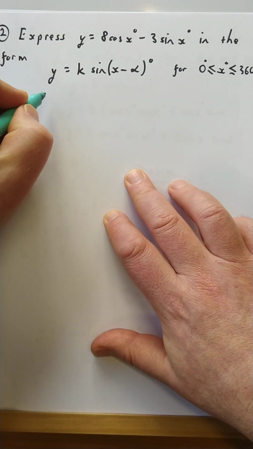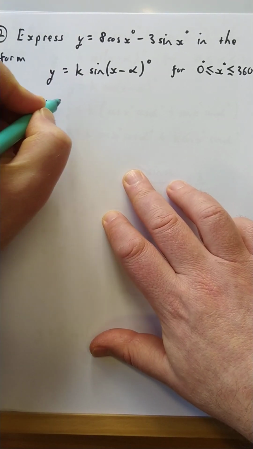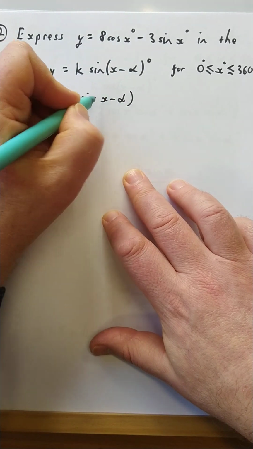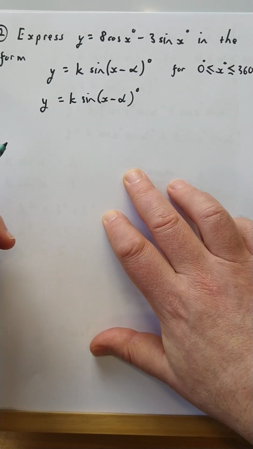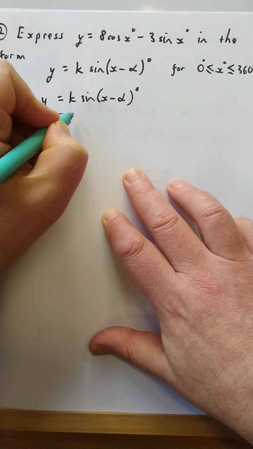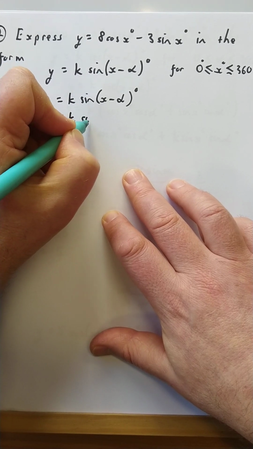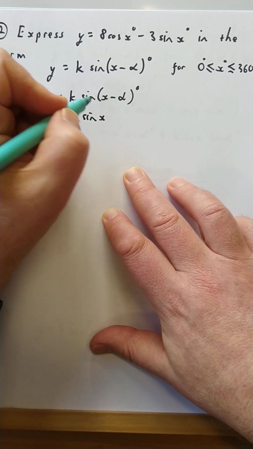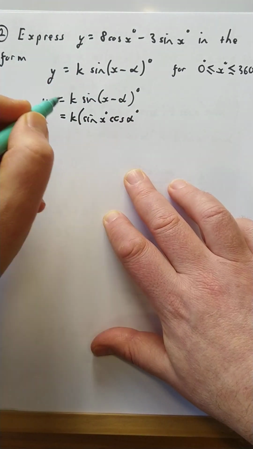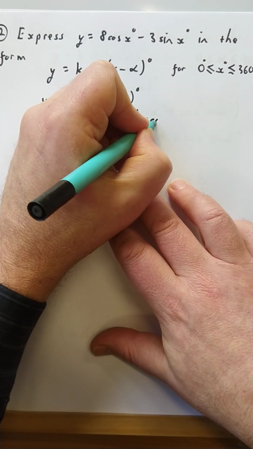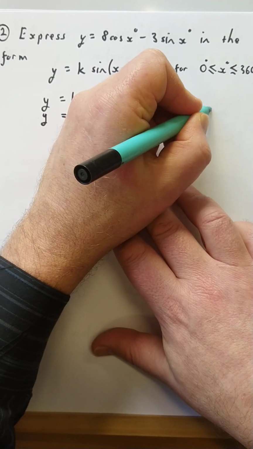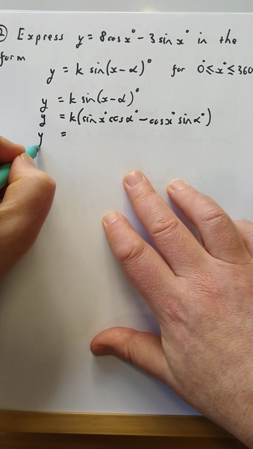Step 1. Start off in our answer with the form that they want. Step 2. Substitute in using the rules from the formula sheet. Sine x cos alpha minus cos x sine alpha. And make sure that I have k on both terms.